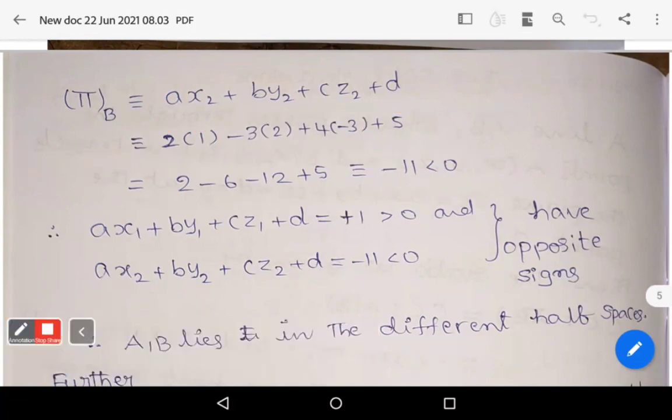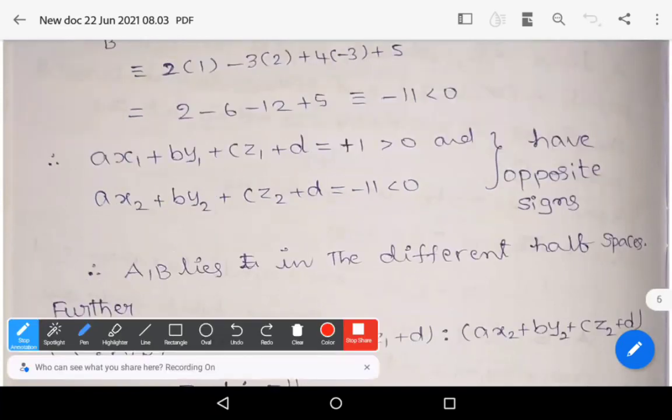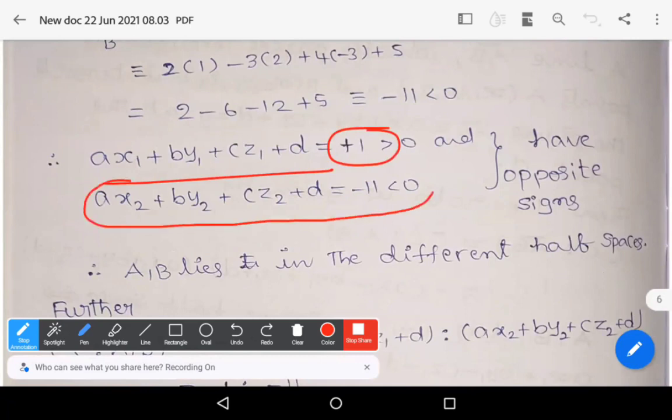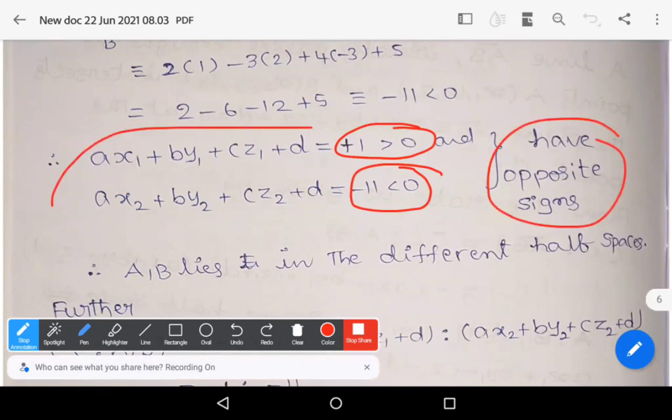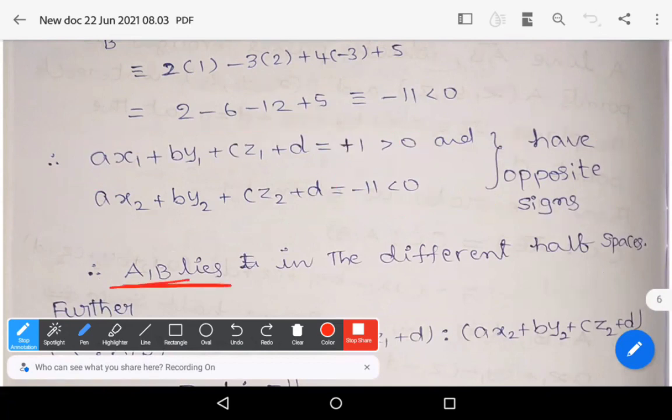Now observe. What is the value of ax1 plus by1 plus cz1 plus d? Plus 1. What is the value of ax2 plus by2 plus cz2 plus d? Minus 11. One is positive, the second one is negative. It means these two values have opposite signs. They have opposite signs. It means A, B lie in different half spaces.